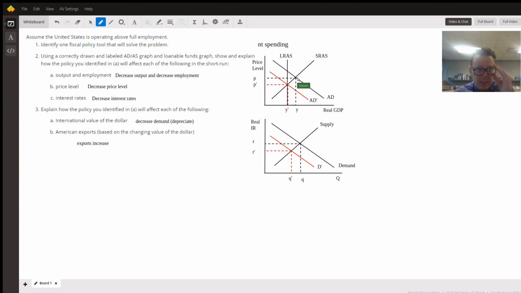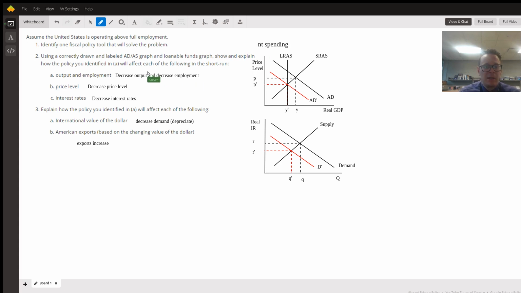Identify a fiscal policy tool that can solve the problem. Well, there's two fiscal policy tools that we usually discuss, and that's taxes and government spending. I put both answers, even though one would be acceptable. Increasing taxes or reducing government spending would decrease aggregate demand. And when we decrease aggregate demand, it would return our equilibrium back to full employment levels. So both of these are tools you'd use when we're in an inflationary gap.